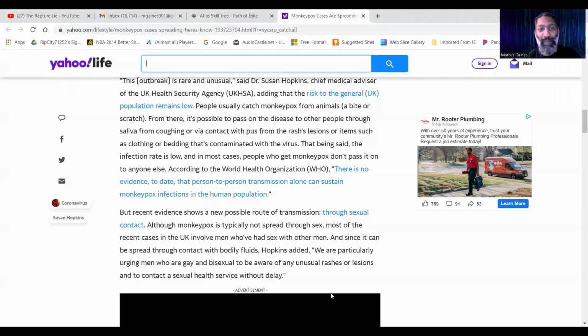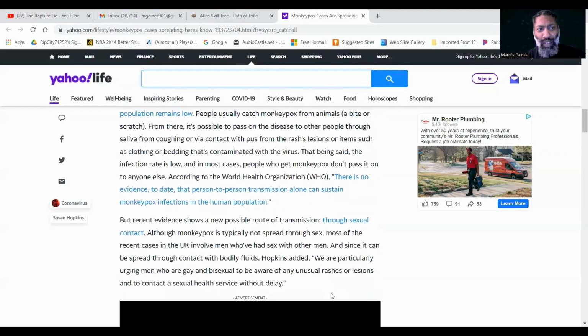Let me keep going. "And since it can be spread through contact with bodily fluids," Hopkins added, "we are particularly urging men who are gay and bisexual to be aware of any unusual rashes or lesions and to contact a sexual health service without delay." But wait a minute, because that's all that I'm going to read of this.